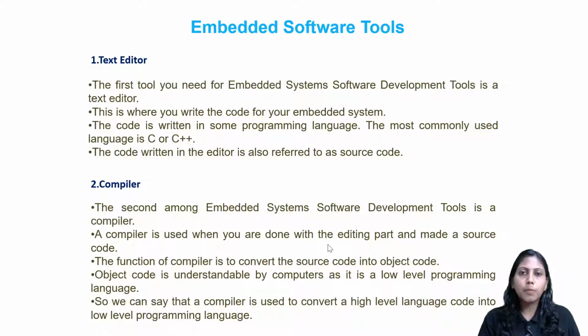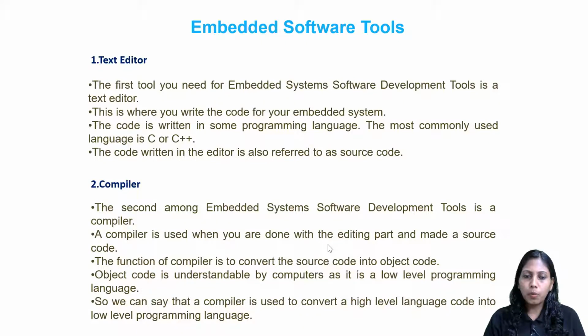Now let's move on to the second software tool, that is the compiler. What do you mean by compiler? It's a very important term in embedded system programming. The compiler is the second among the embedded system development tools. The compiler is used when you are done with the editing part of the code. That means once you have written the source code, now the compiler comes into the picture.